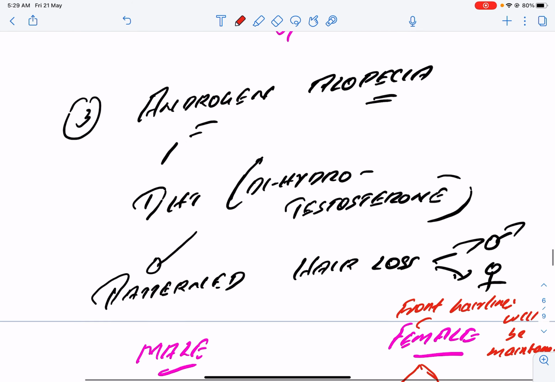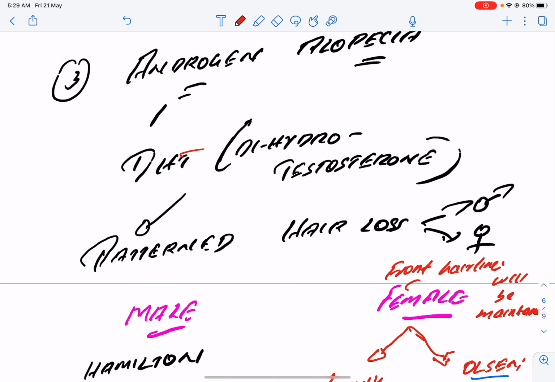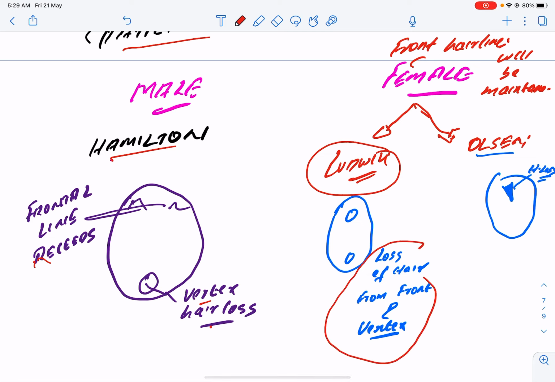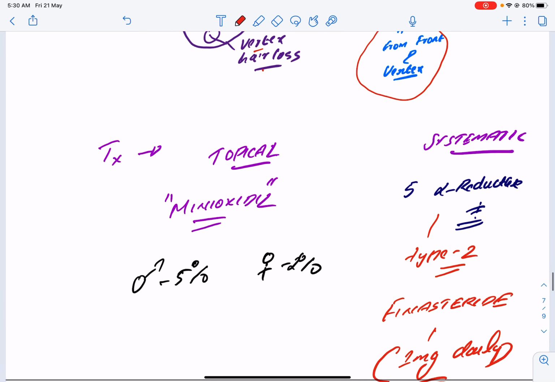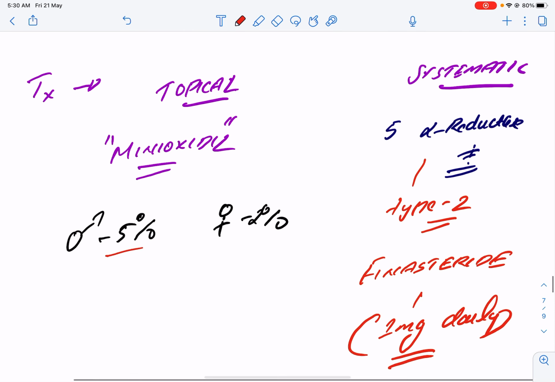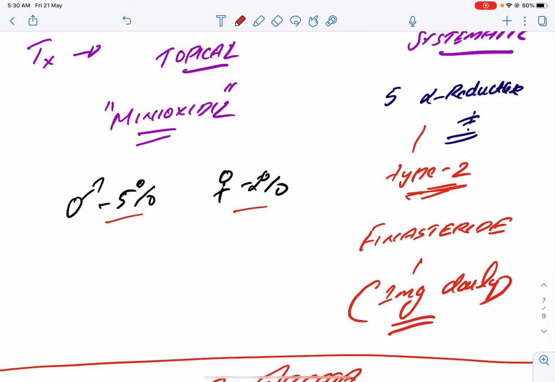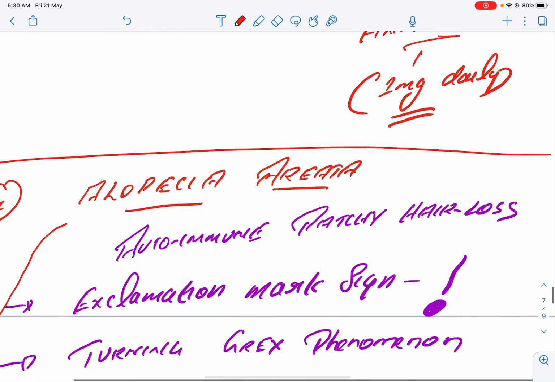Androgenic alopecia is because of DHT increase, so it is patterned hair loss in male and female. In male we saw Hamilton type, the front line recedes and vertex hair loss will be there. In female we have Ludwig type and Olsen type. Ludwig is loss of hair from the vertex. In Olsen type, there is hair loss in the front. Then treatment, topical: we give minoxidil 5% in male, 2% in female. Systemic, we can give 5 alpha reductase inhibitor type 2, finasteride 1 mg daily without any side effect.